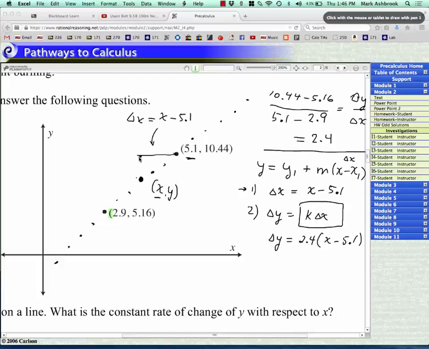I don't know, it's like not straight. Okay. Delta y. We use constant multiple reasoning, right? Constant multiple reasoning that every delta y is just k times the corresponding delta x. That's that 2.4 times x minus 5.1. Finally, so now we're ready for this.